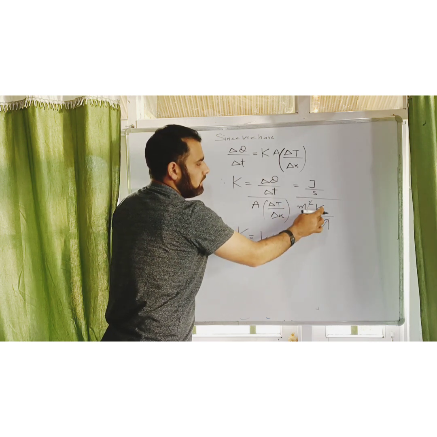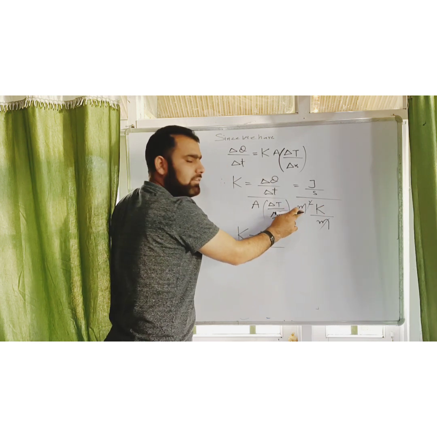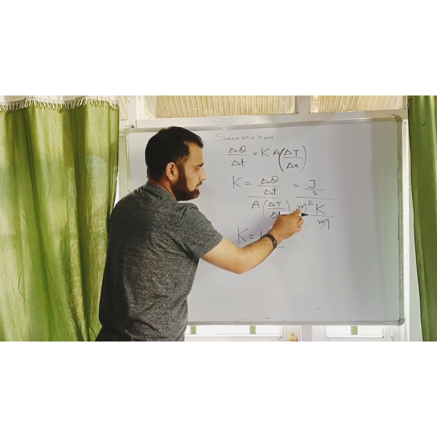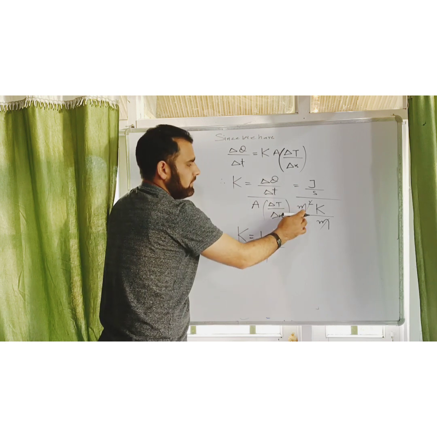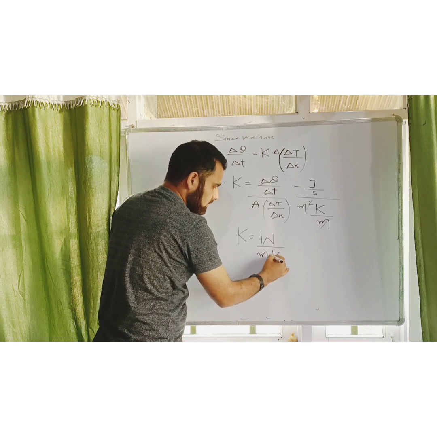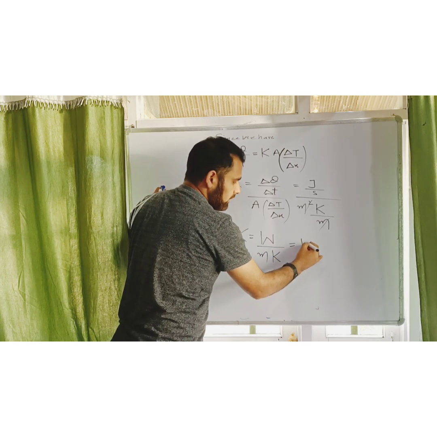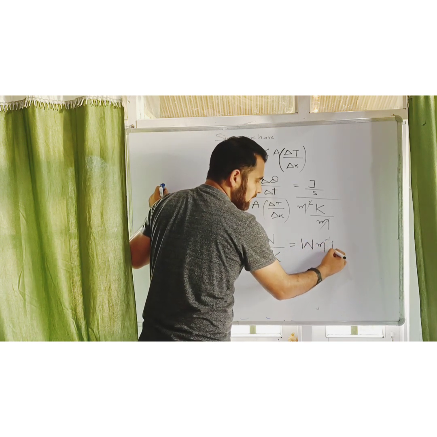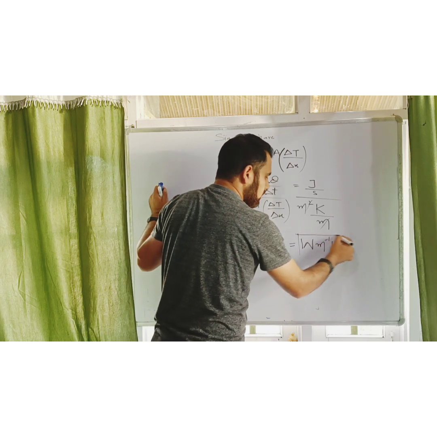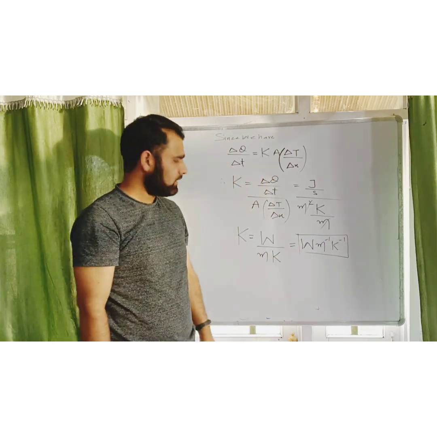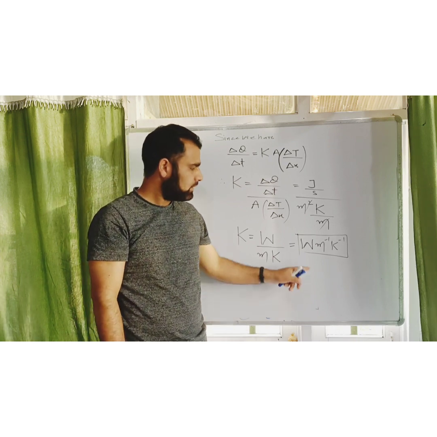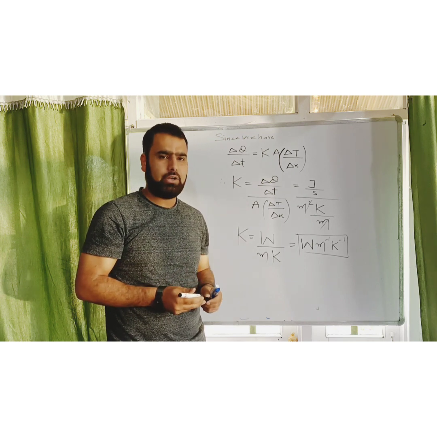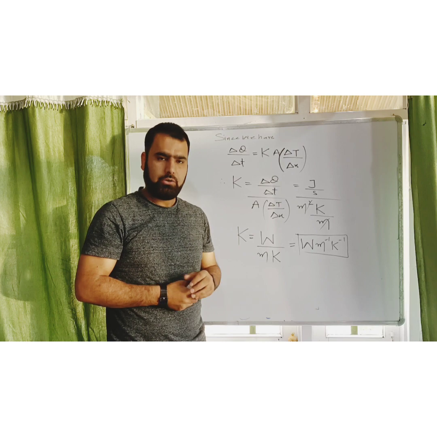So W divided by, here we are left with 1 meter because meter and meter cancel from meter square, so 1 meter will be retained. It is meter into Kelvin. So the SI unit of coefficient of thermal conductivity is watt per meter per Kelvin. This is the SI unit of coefficient of thermal conductivity. Maybe it is asked in the NEET exam. So we derived the dimensional formula and the SI unit of coefficient of thermal conductivity.